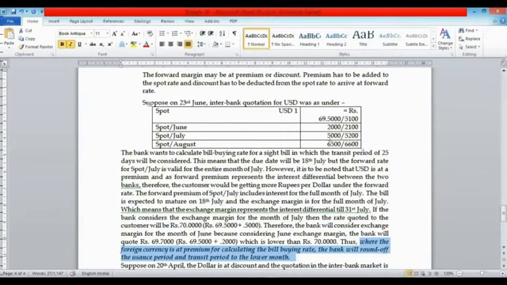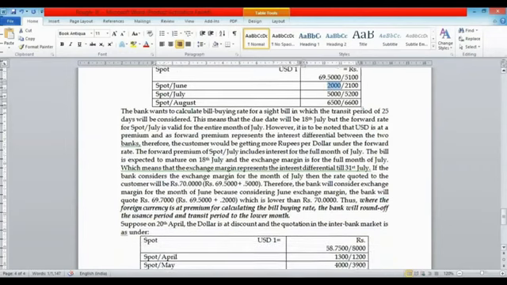After considering the transit period, the date was coming to 18 July, but as it is a premium case, this transit period has to be rounded off to the lower month. And July's lower month is June. So the rate to be taken up will be 69.5000 plus 2000. It will come to 69.7000. This is the rule that you have to keep in mind.